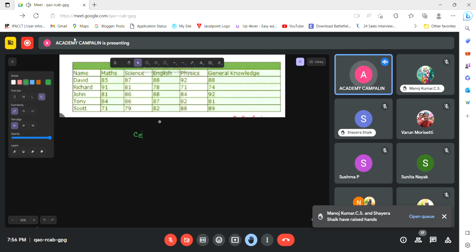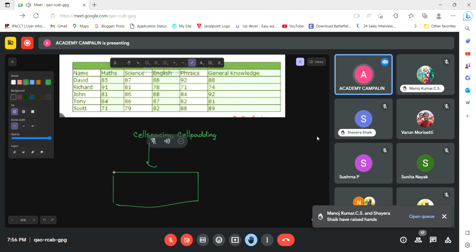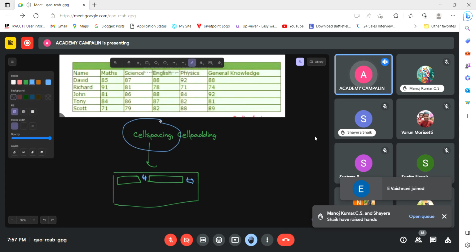So there is something called cell spacing, and then there is something called cell padding. Okay. So cell spacing is nothing but spacing between the cells. So suppose this is the table and these are the different cells, right? So cell spacing actually defines the distance between the cells. Okay. Understood what is cell spacing?